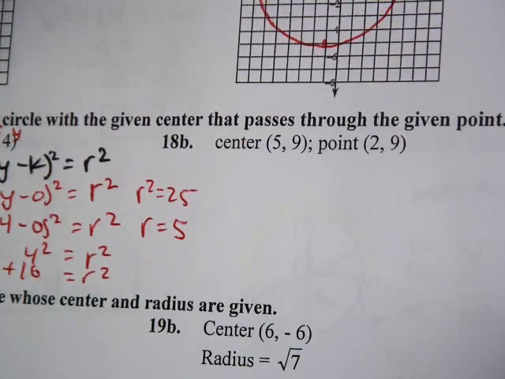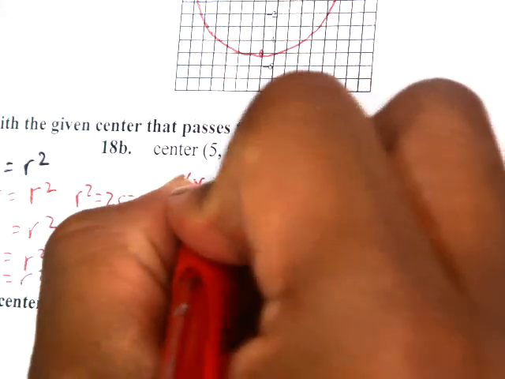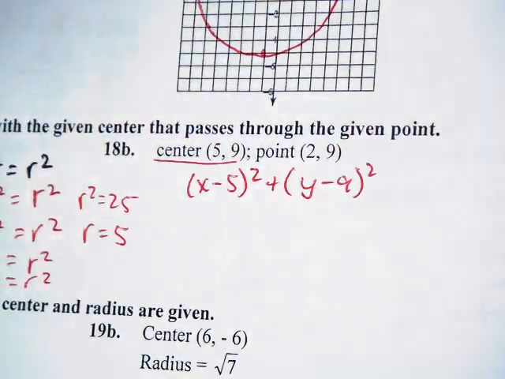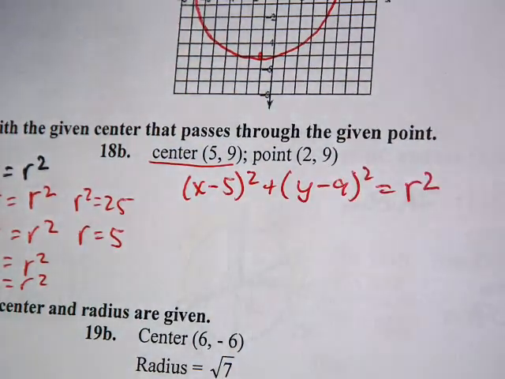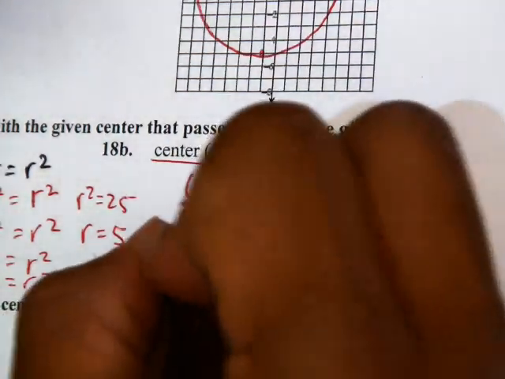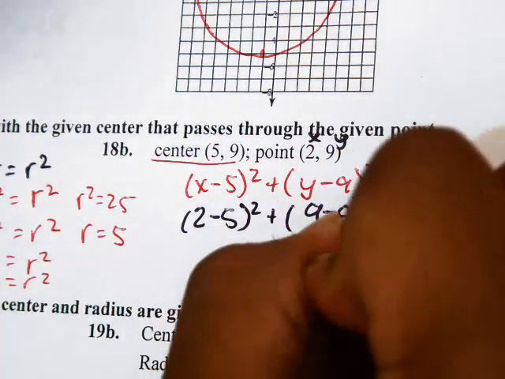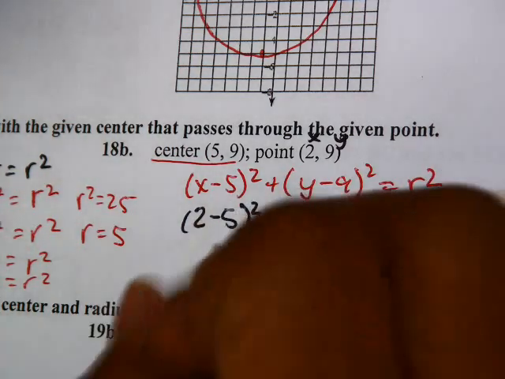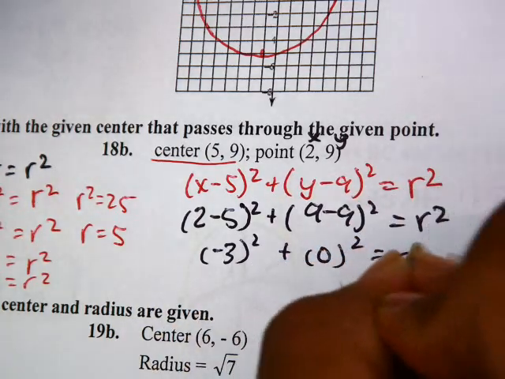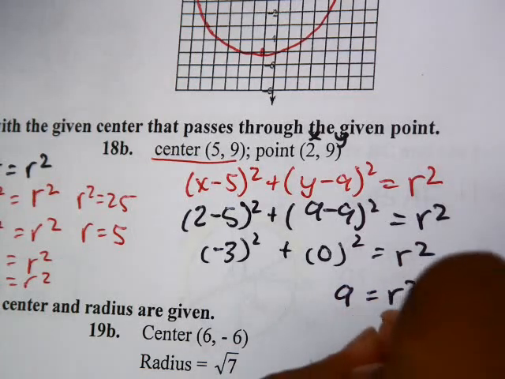For 18, same thing. I want to start off by writing what I know. So I would start with (x minus 5) squared plus (y minus 9) squared, because that's the center, that's my h and k. What I don't know is my r squared. To calculate that, I use the other point that's on the line, 2, 9. So (2 minus 5) squared plus (9 minus 9) squared. 2 minus 5 is negative 3. So negative 3 squared is 9, 0 squared is 0, so r squared is 9, and r is 3.